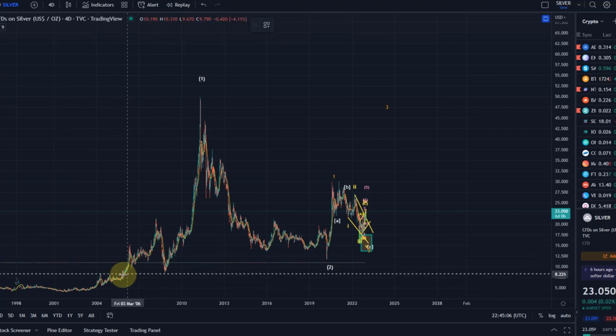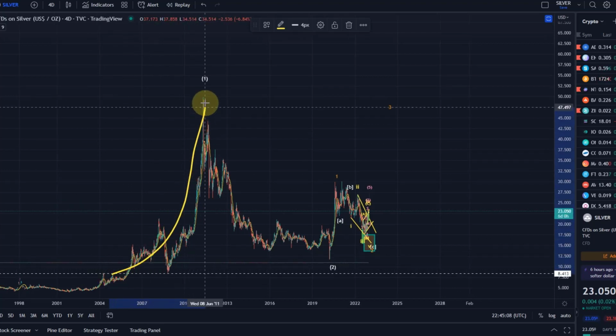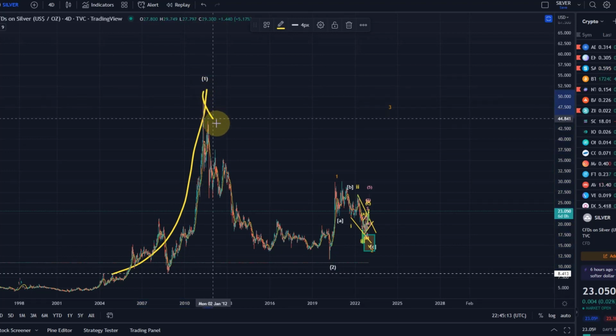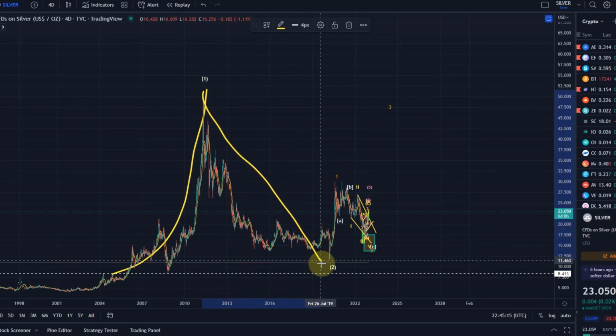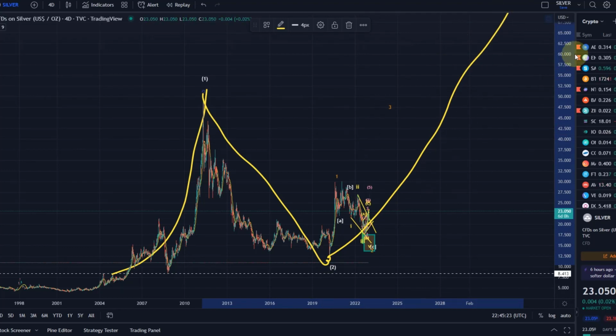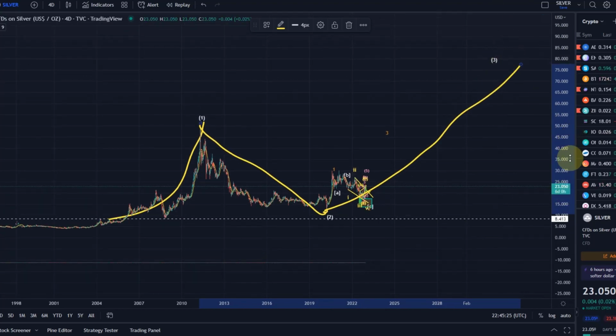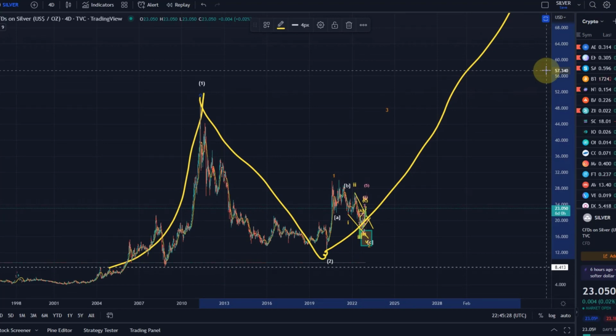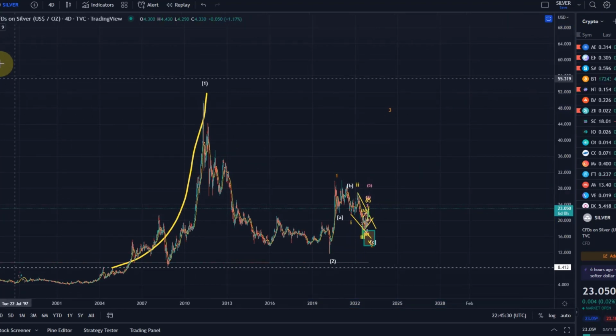So my view is still that we formed a wave 1, an impulse back in 2011. We then came down in a long correction into March 2020 and formed here a wave 2 low. And we're basically now in a wave 3 to the upside, which will be somewhere up here, okay? And the wave 3 in itself is a 5-wave move.